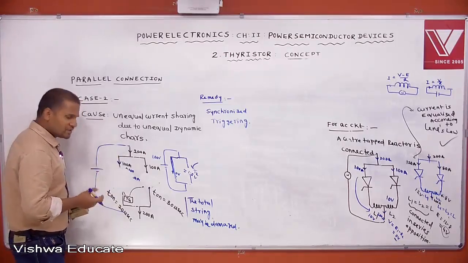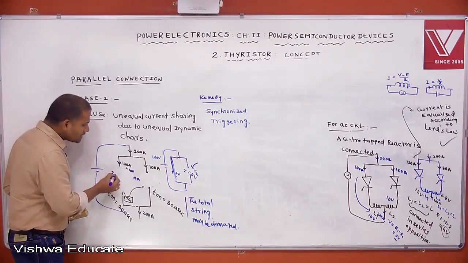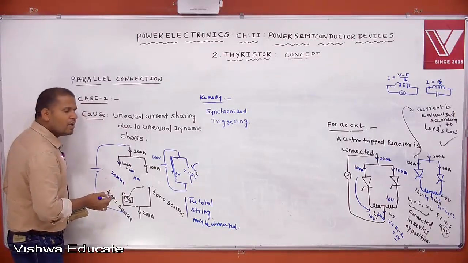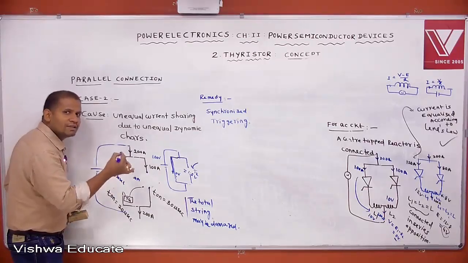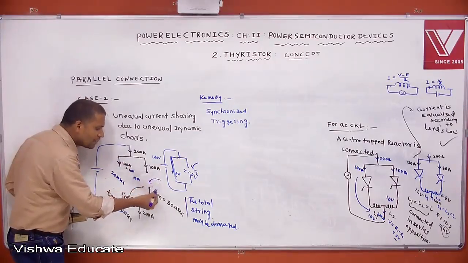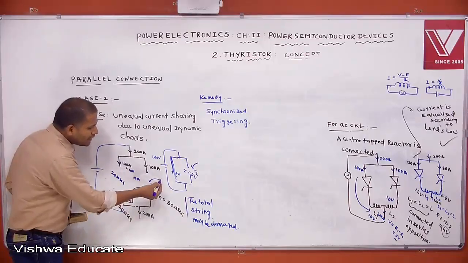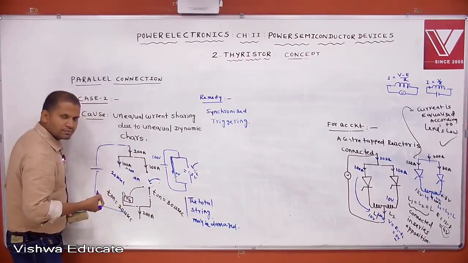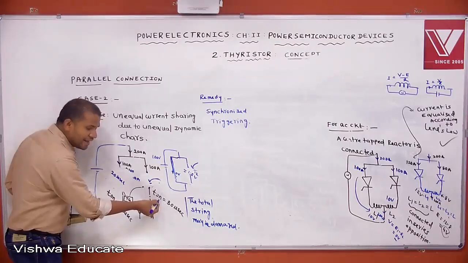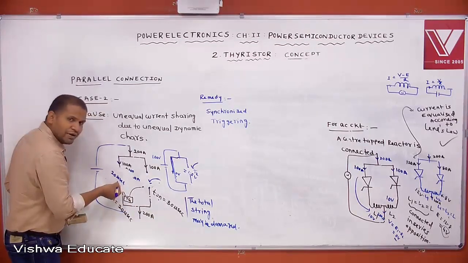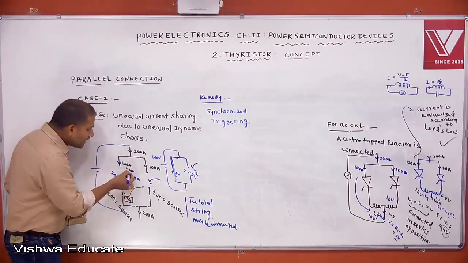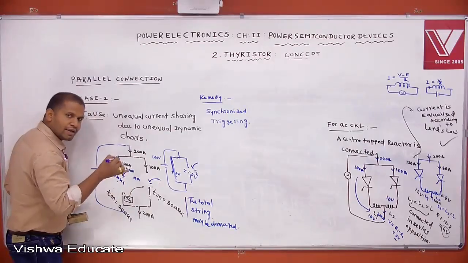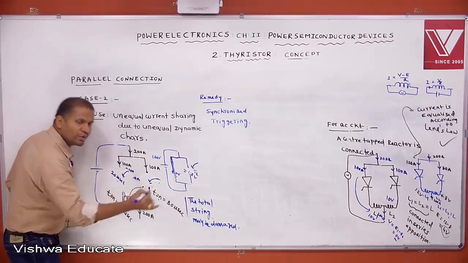For that, what you can do is, say one takes how many microseconds to turn on? 20 microseconds. Then the SCR which has the larger turn on time, for that thyristor we give the triggering first. First I will give the triggering pulse to the one that takes 30 microseconds. For turn on of this one it takes 30 microseconds, and for turn on of this one it takes 20 microseconds. Then after 10 microseconds, you give the triggering pulse to T1. For the SCR which has the larger turn on time, first you trigger that one.